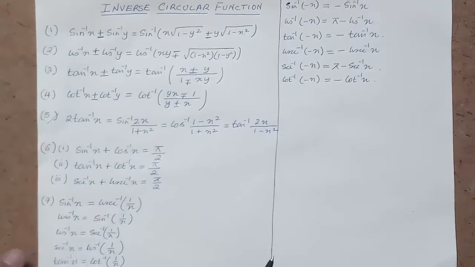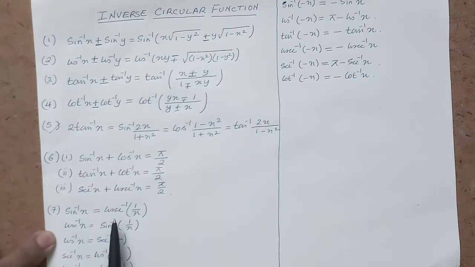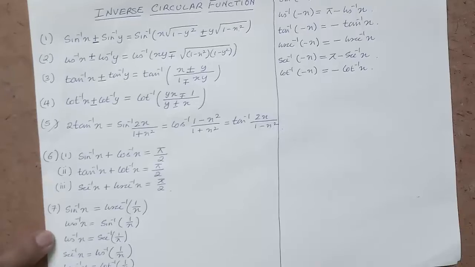Next is the reciprocal property. Now try to understand. Reciprocal of sine is cosec. Similarly, in case of inverse trigonometric functions, cosec inverse x equals sine inverse 1 by x. Cos inverse x equals sec inverse 1 by x. Sec inverse x equals cos inverse 1 by x. Tan inverse x equals cot inverse 1 by x. Cot inverse x equals tan inverse 1 by x. These are the reciprocal properties.